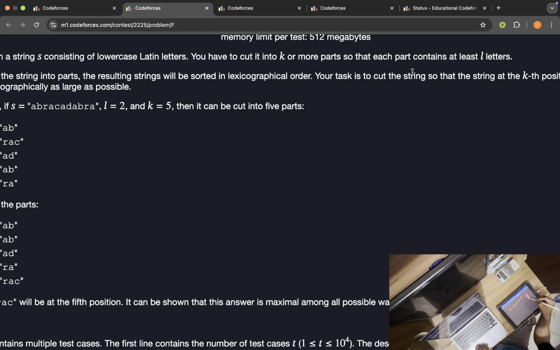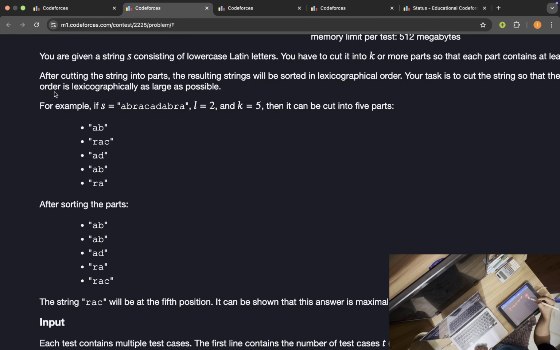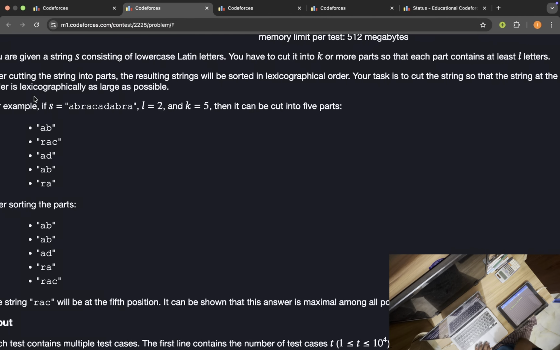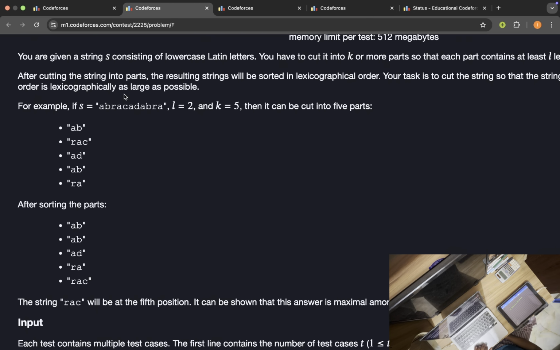You try to cut the string such that the k-th string in sorted order is lexicographically as large as possible. Lexicographically as large as possible. Okay, lexicographically large, not just normal large. Okay, it makes things difficult.